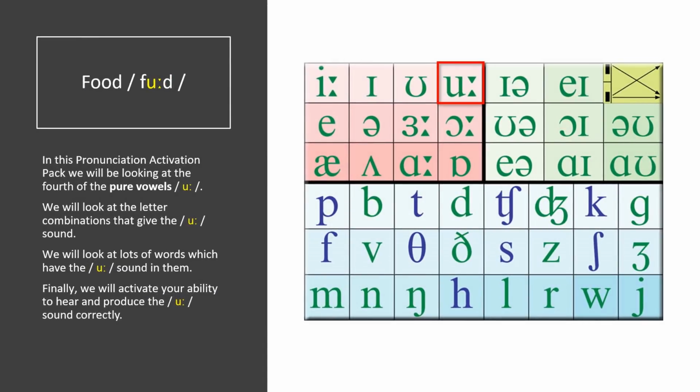Food. In this Pronunciation Activation Pack, we'll be looking at the 4th of the pure vowels, oo. We'll look at the letter combinations that give the oo sound. We'll look at lots of words which have the oo sound in them. Finally, we'll activate your ability to hear and produce the oo sound correctly.